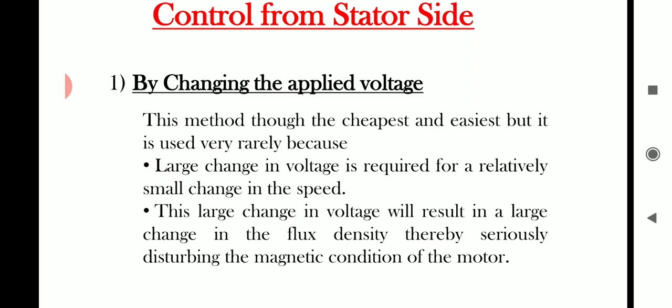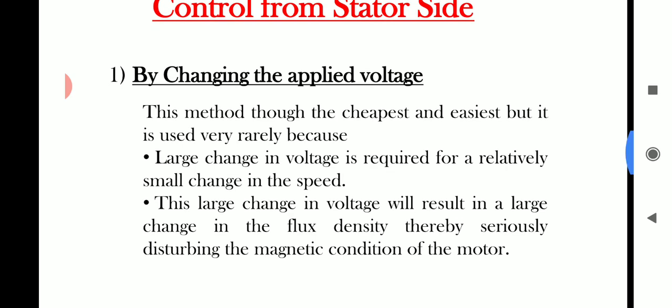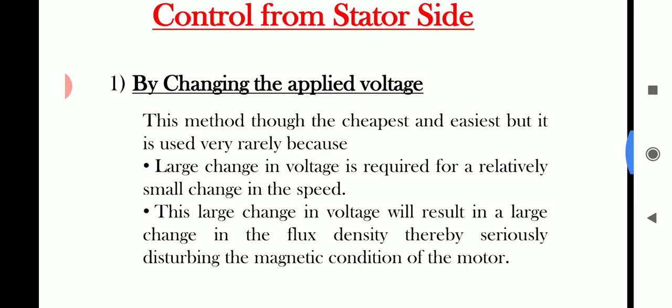Okay, so a large change in the voltage is required for a relatively small change in the speed. We have to change the value of voltage by a large amount. If the applied voltage is, say, 415 volt, and you change the value of applied voltage by 150 to 200 volt, then only a very minor change in the speed occurs. So it is said here that a large change in the applied voltage is required for a relatively small change in the speed. That is not beneficial for us.